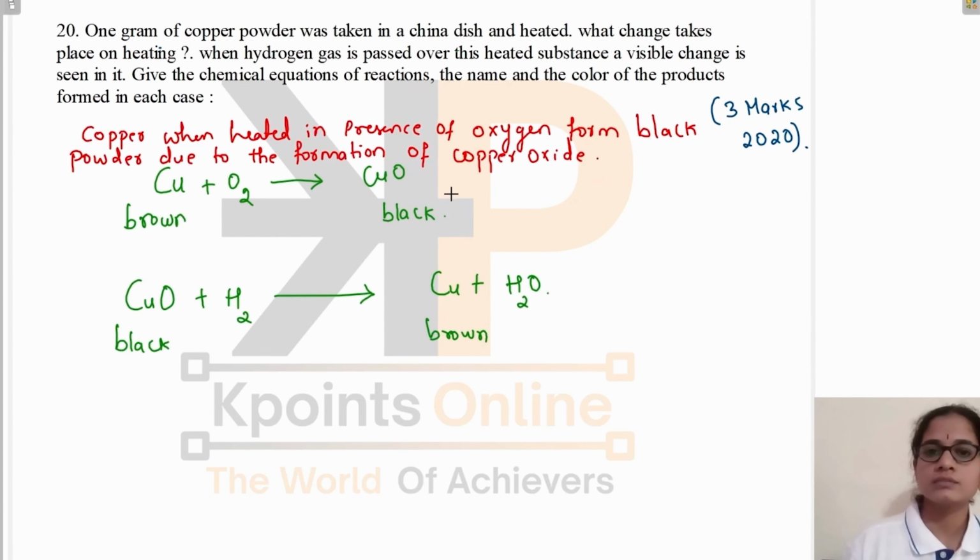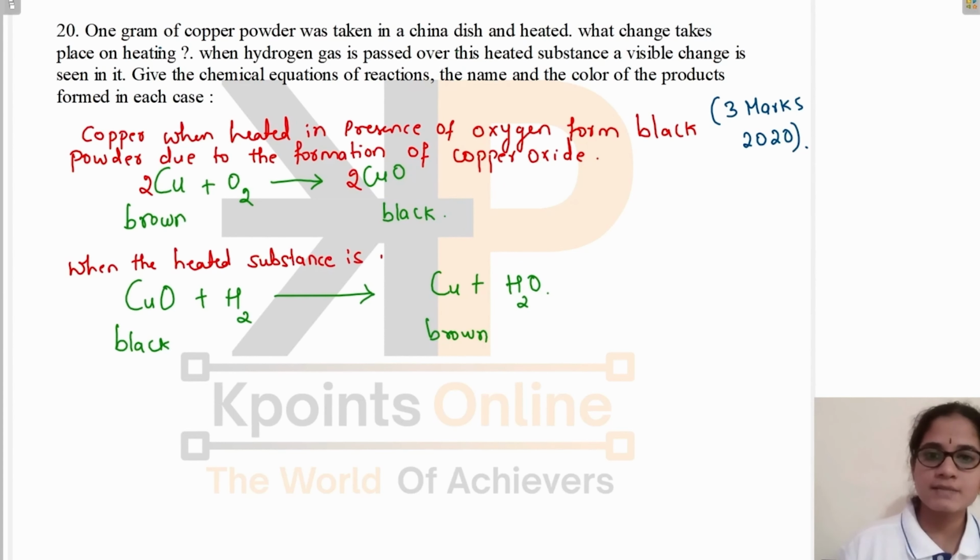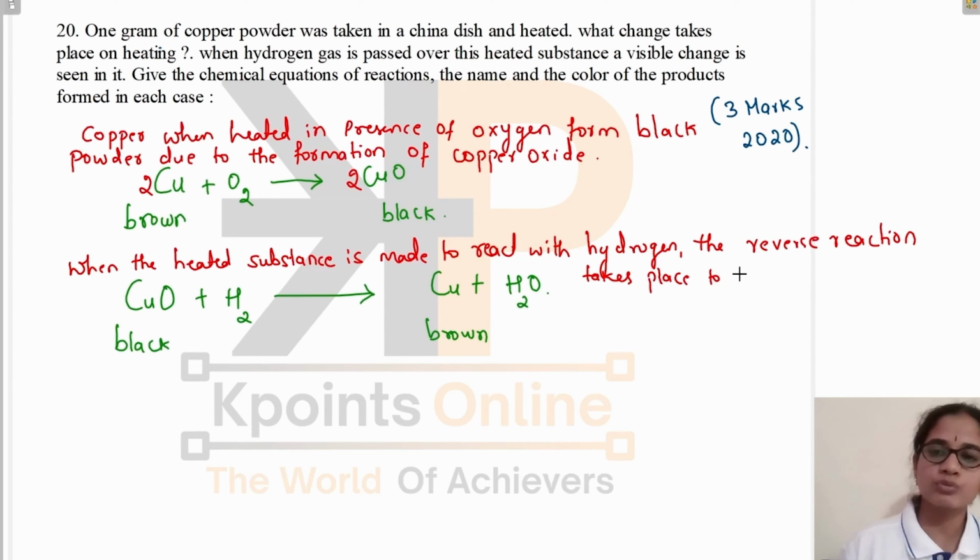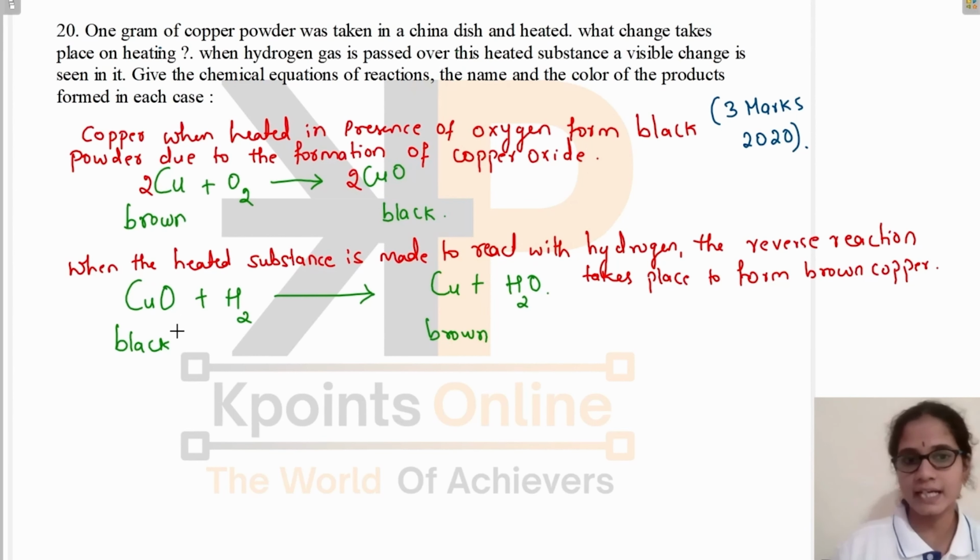Okay. This is the reaction. Balance it. Again, what happens when the heated substance is made to react with hydrogen? The reverse reaction takes place to form brown copper. Okay, these are the color changes. You have to mention the color change that has happened during the reaction.